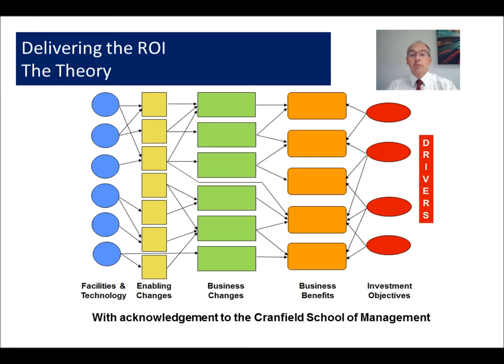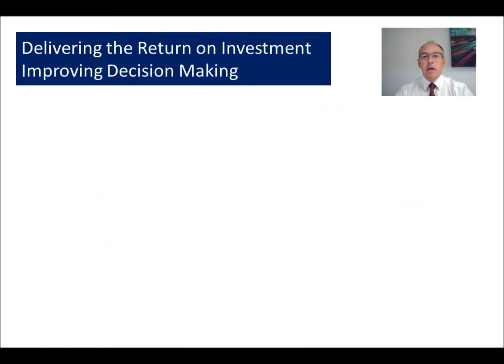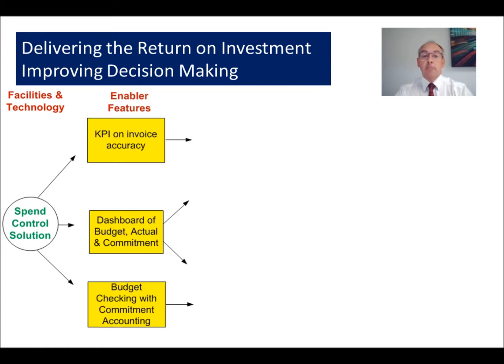Next we'll have a look at the worked example for decision making. So now we're going to look at the worked example for our spend control solution. So if you remember from the diagram, on the left hand side we have facilities and technology. Now the spend control solution has three enabler features that we will evaluate today.